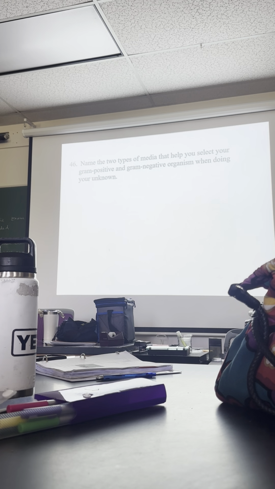Name two types of media that you would use on your unknown and tell me why you use them. PEA, so you're likely to pull your gram positives. And then another one would be what? MacConkey. Why MacConkey? It inhibits gram positive growth, selecting for gram negative. And what other beautiful piece of information do you get from MacConkey? Lactose fermenter or non-lactose fermenter.